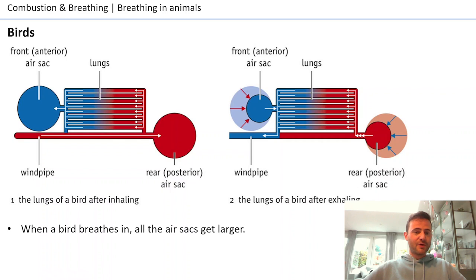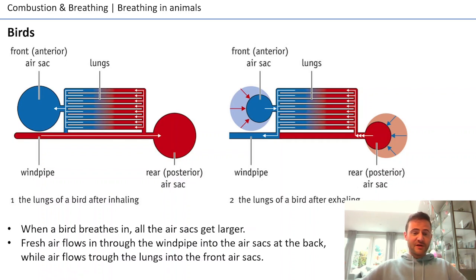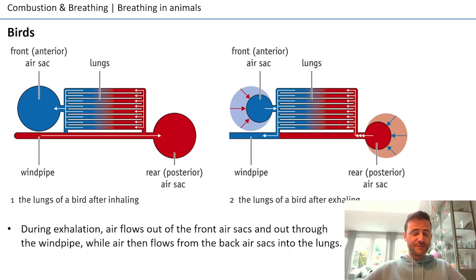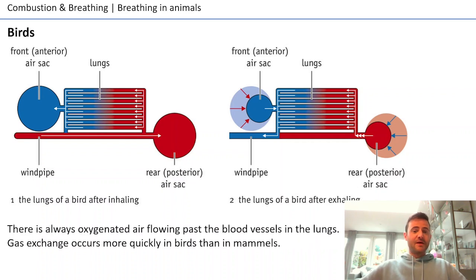So, when a bird breathes in, all the air sacs expand. Fresh air flows in through the windpipe into the air sacs at the back, while air flows through the lungs into the front air sacs. During exhalation, air flows out of the front air sacs and out through the windpipe, while air from the back air sacs flows into the lungs. So there's always oxygenated air passing the blood vessels in the lungs, and that's why gas exchange in birds happens faster than in mammals.